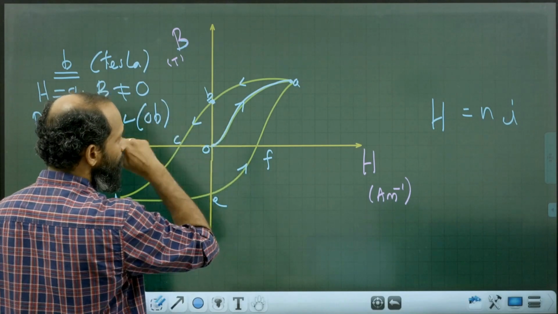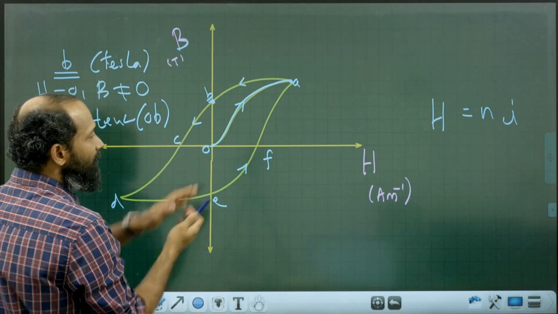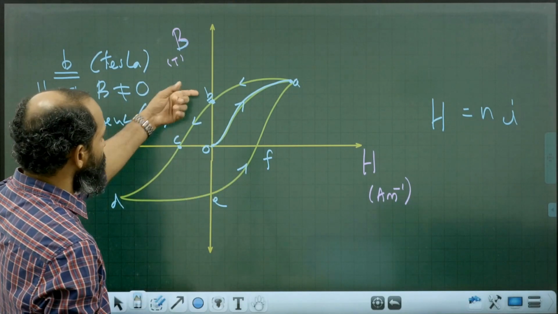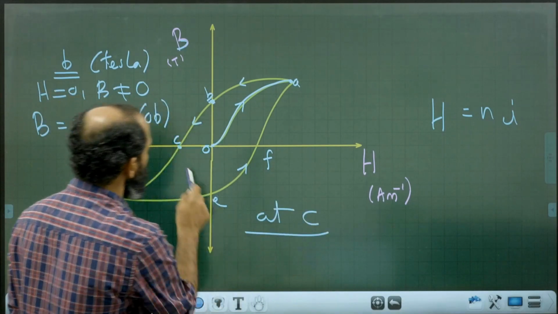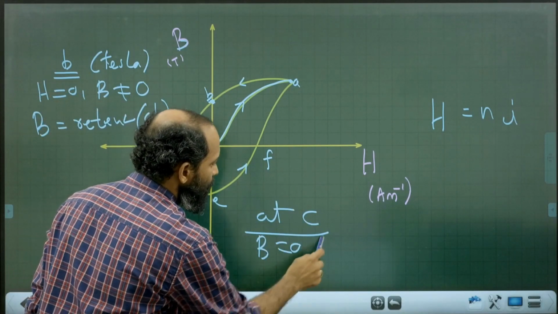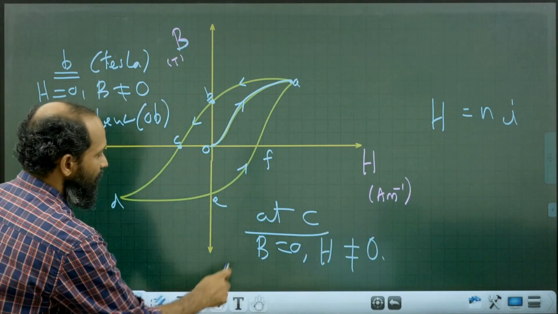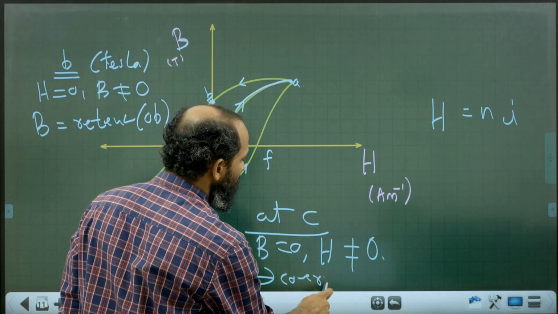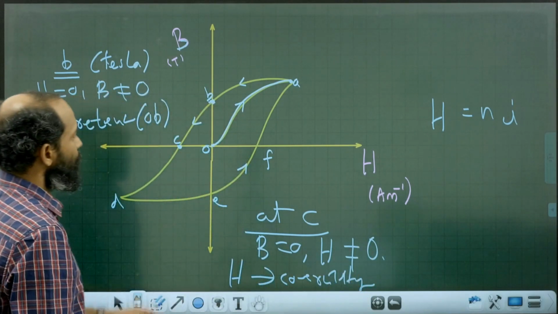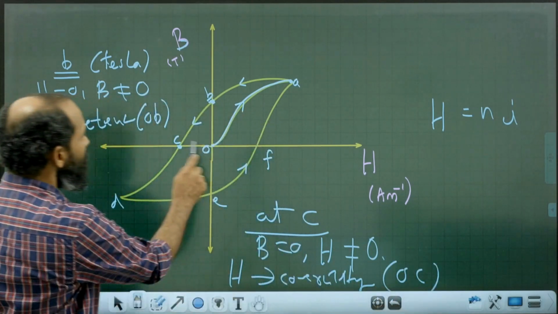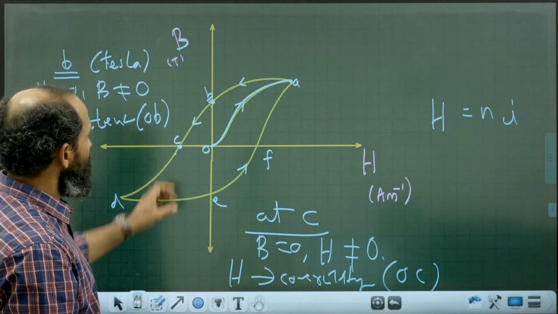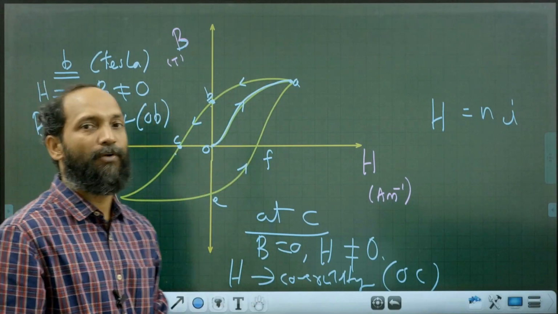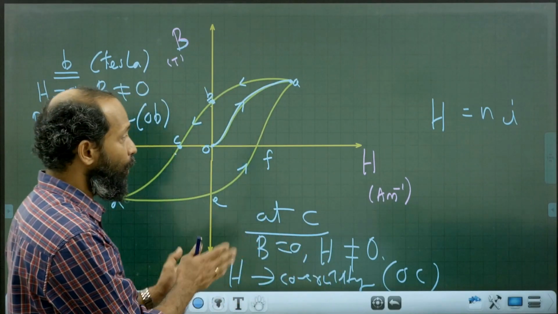Now you try to increase the current in the reverse direction. You can make the H value negative to get B equal to 0. So at the point C, you can see that B is equal to 0, but H is not equal to 0, and that value of H required to demagnetize the sample is called coercivity. So OC represents coercivity, OB represents retentivity. If OB and OC are both less, then this loop area will be less, and that is for soft iron. So for soft iron, this hysteresis loss is very less.